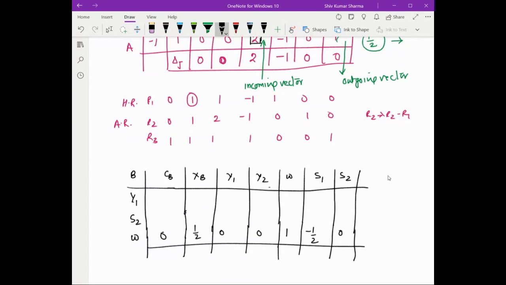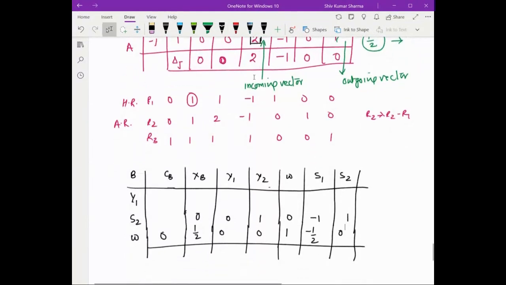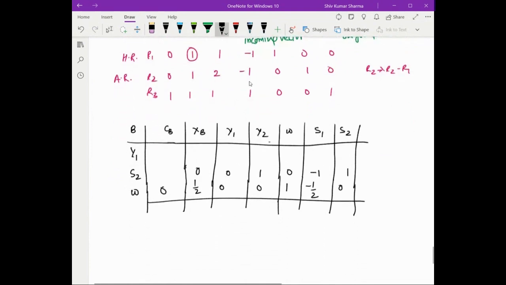So no need to change the second row, because this element is already 0, so we just note down the cost 0, 0, 1, 0, minus 1 and 1. That means there is one change.